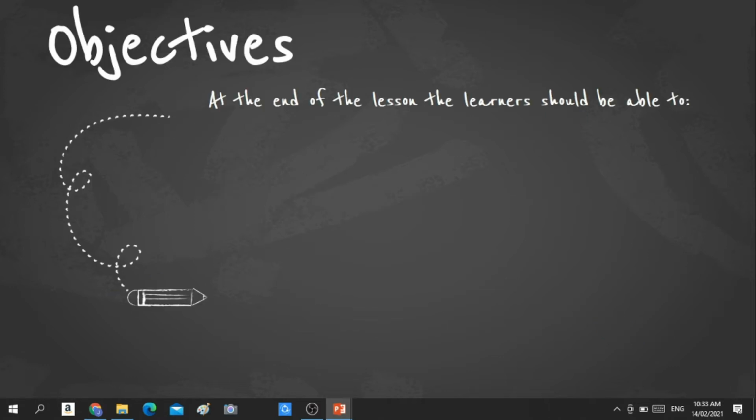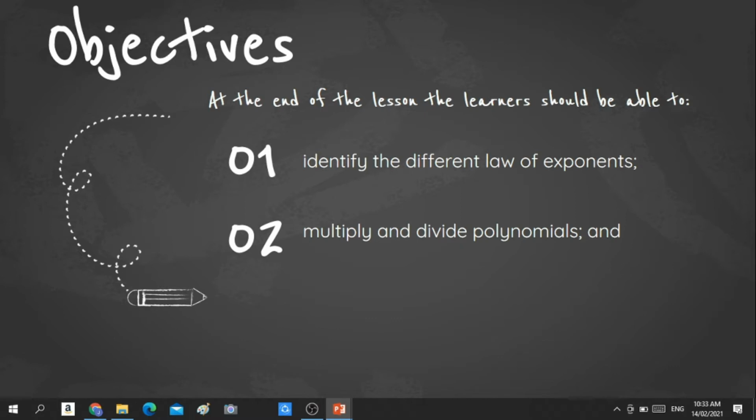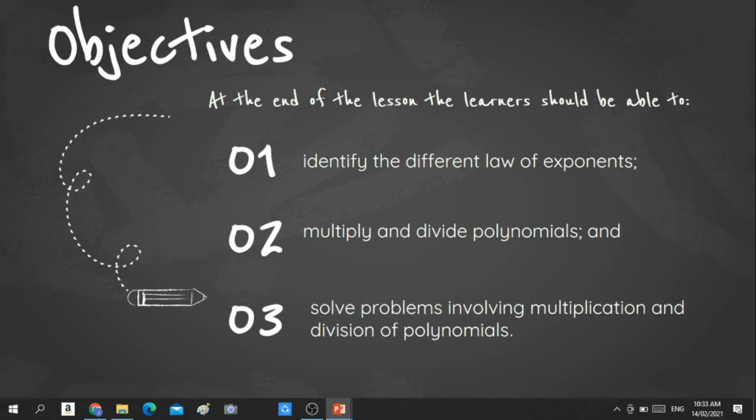So for this day, our objectives are, after this, you will be able to identify the different laws of exponent. Second, to multiply and divide polynomials. And the last is to solve problems involving multiplication and division of polynomials.